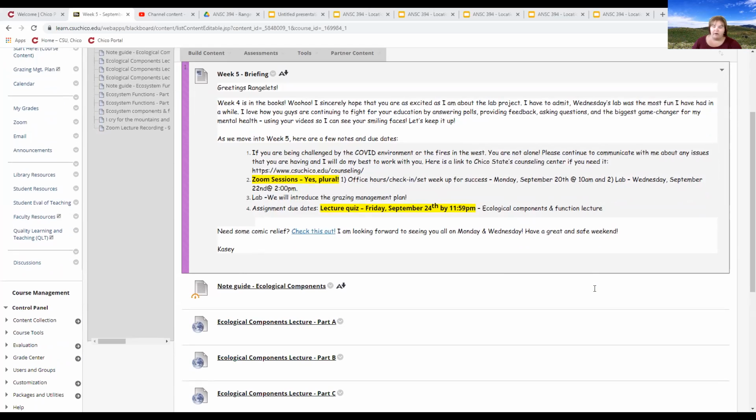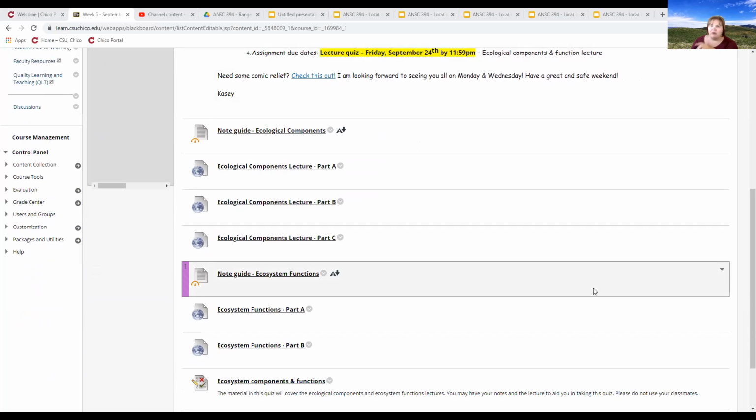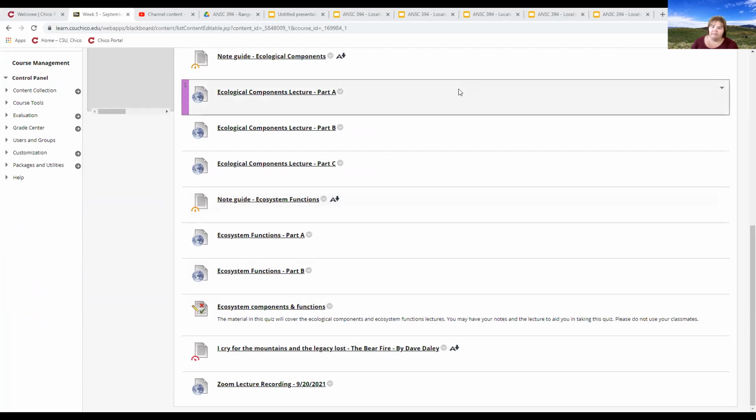And I know a few people have already been through the quizzes and stuff, so this is probably coming a little late for you, but we're tackling 2 different sides of ecology this week. We're looking at what ecological components are, and then we're looking at ecosystem functions. So the things that an ecosystem does on a daily, monthly, yearly, decadely, centuryly, if that's a word, basis.